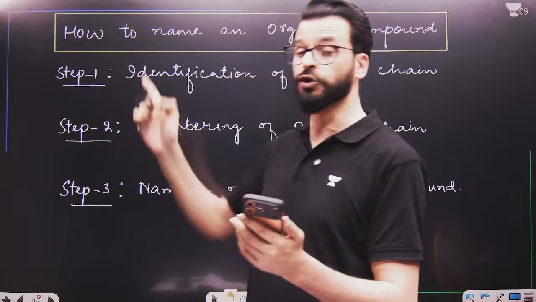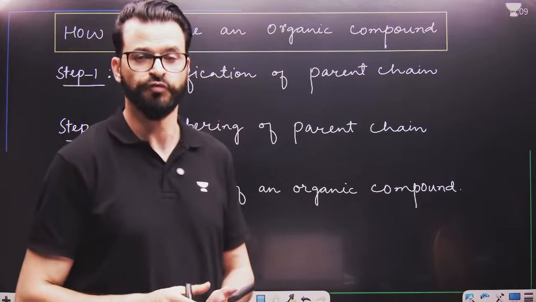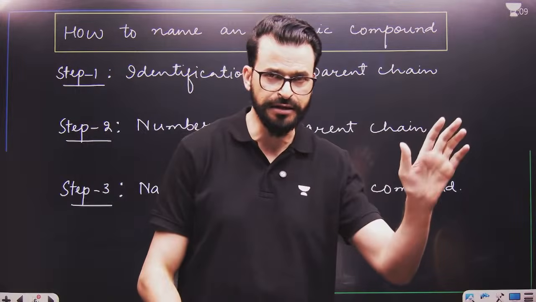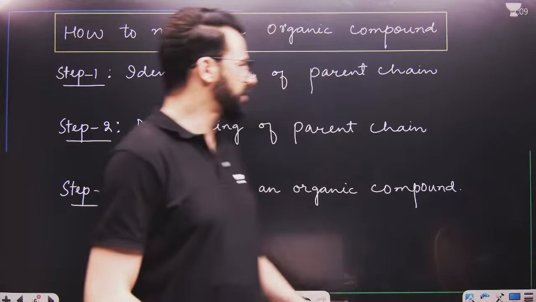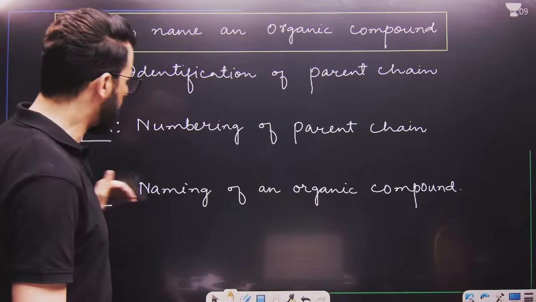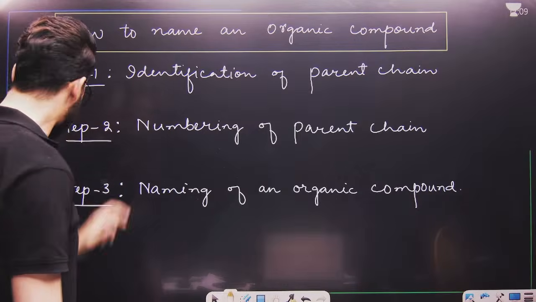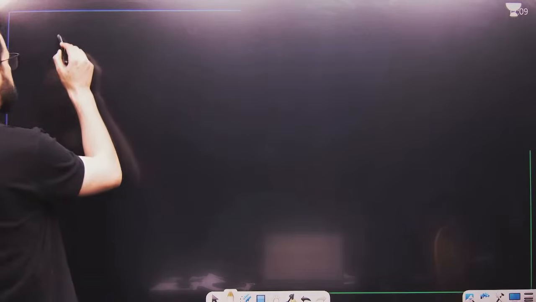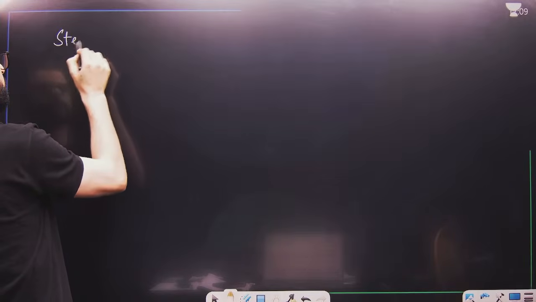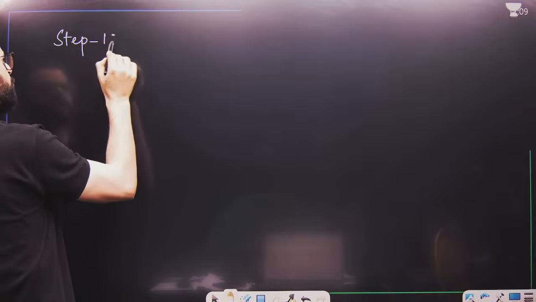Then you have to number that parent chain. Once identification is done, now you have to number the parent chain. After that, you have to name. Now, let's discuss step 1, my dear lovely students.